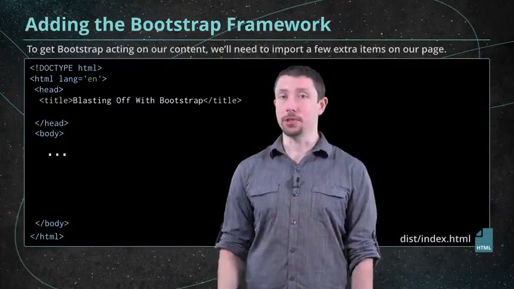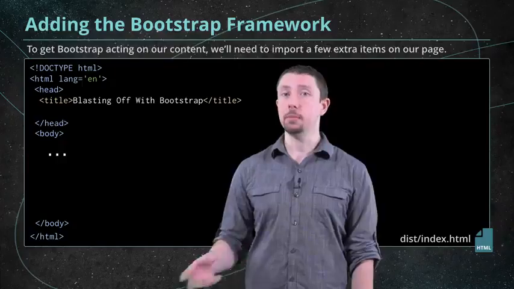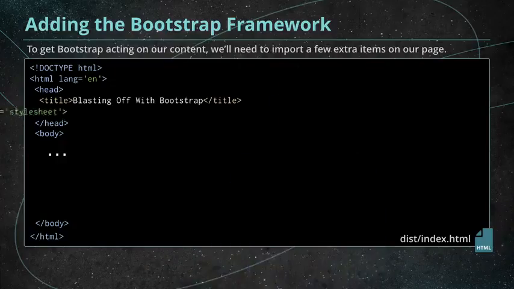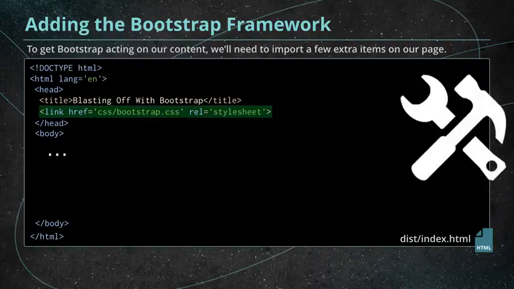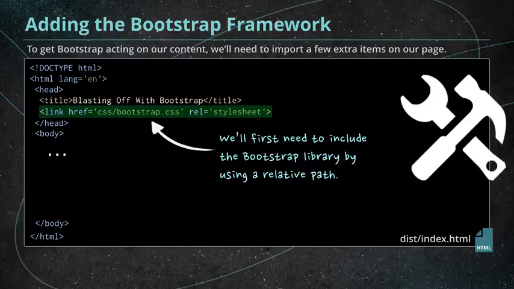In order to add Bootstrap to it, we're going to need to add a couple of additional tags to it. The first tag that we need to add is the link tag. That'll be up here in the head, and it'll reference this css/bootstrap.css file. Remember how this index.html file is in our dist folder? Well, that css/bootstrap.css file is a relative path to our index.html file. By just adding this link tag, we're set on the styling of our web page for now.